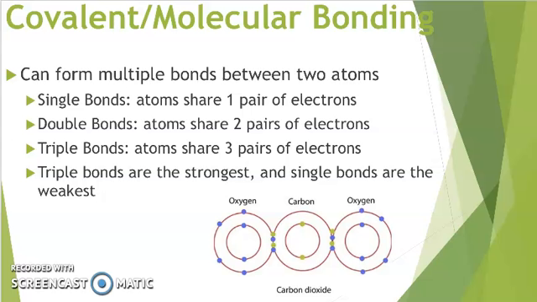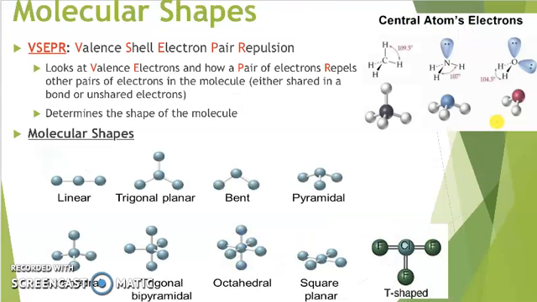And they can also share triple bonds, where they share 3 pairs of electrons. Your triple bonds are the strongest. Obviously, the more they share between them, the closer they're going to be and the stronger it's going to be holding them together. And then obviously, of course, single bonds will be your weakest.